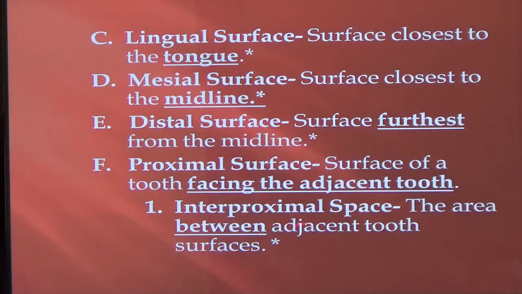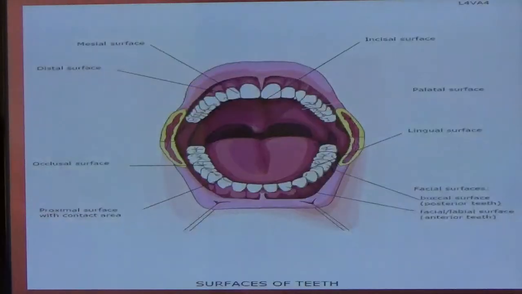Okay, so interproximal space is the area between the adjacent tooth surfaces. So this is the proximal surface, that's the proximal surface, and this is the interproximal space between the two surfaces. Okay, and you guys should have this in the back of your book.